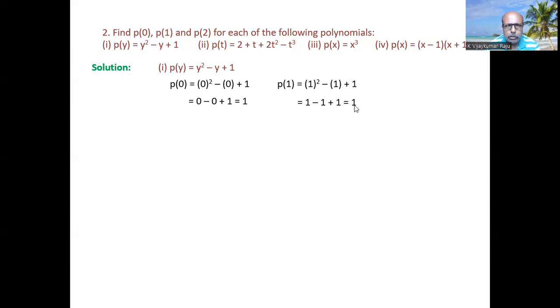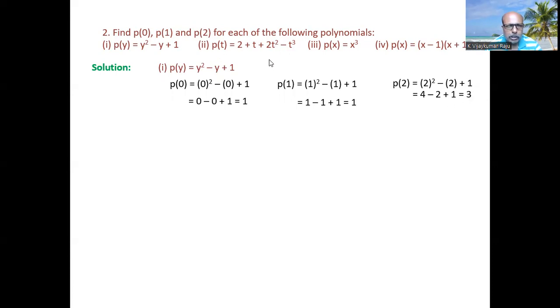Now calculate P of 2. P of 2 is 2 square minus 2 plus 1. 2 square is 4. 4 minus 2 plus 1. So 4 plus 1 is 5. 5 minus 2 is 3. So P of 2 is 3.